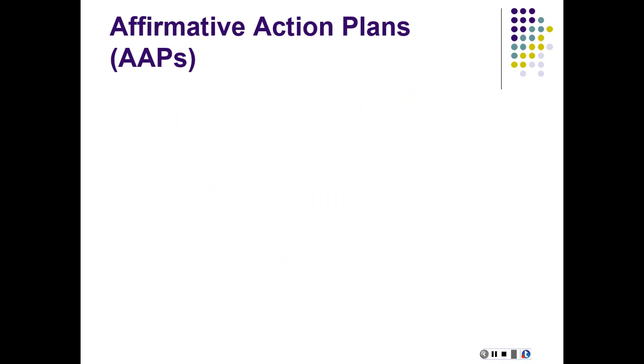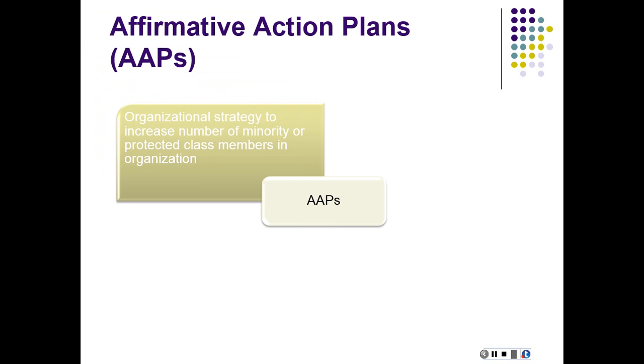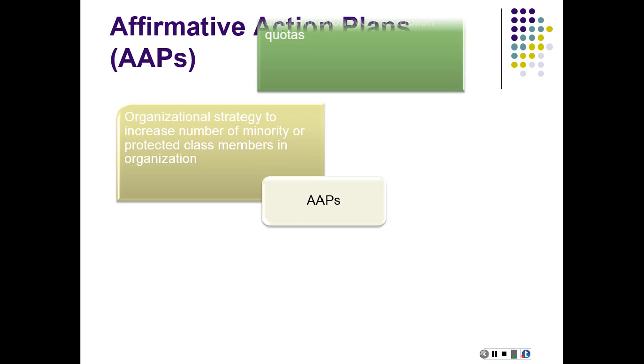Okay, so affirmative action plans, AAPs. AAPs are an organizational strategy to increase the number of minority or protected class members in their organization, where they are taking the strategy to try and figure out a way to get more people of various backgrounds or group membership into their organization.